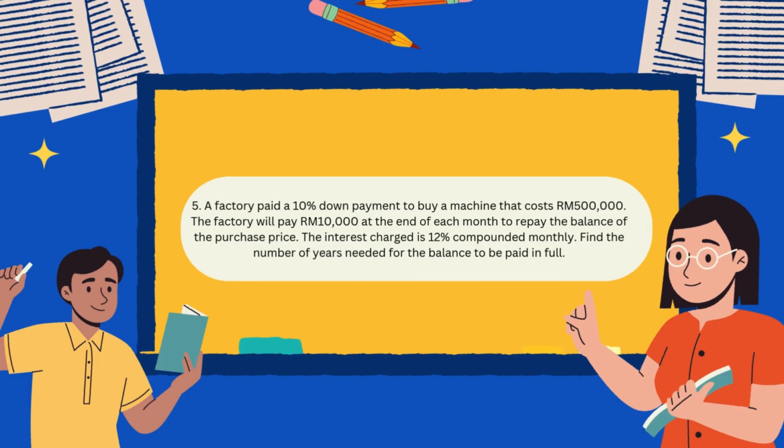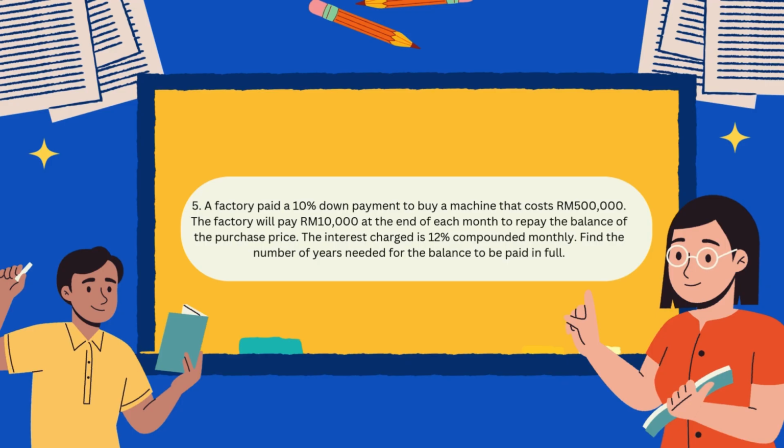Question 5. A factory paid 10% down payment to buy a machine that costs 500,000 ringgit. The factory will pay 10,000 ringgit at the end of each month to repay the balance of the purchase price. The interest charge is 12% compounded monthly. Find the number of years needed for the balance to be paid in full.